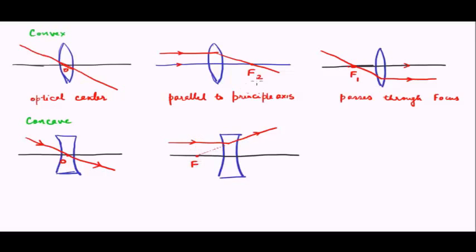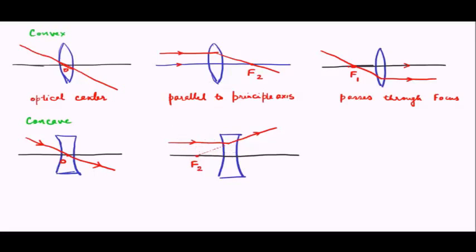So similar to here, where the ray of light was actually passing through the focus, here the ray of light does not pass through the focus, but if traced back, it would have passed through the focus. This is called f2 for the concave lens. So pretty similar scenarios here.